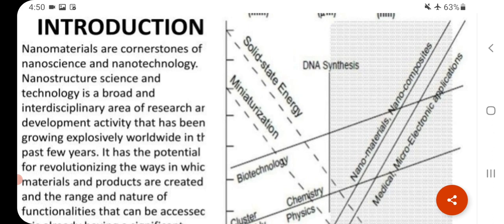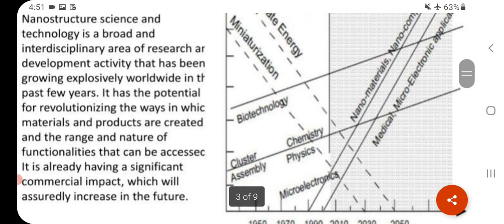Nanostructure science and technology is a broad and interdisciplinary area of research and development activity that has been growing explosively worldwide in the past few years. It has the potential for revolutionizing the ways in which materials and products are created, and the range and nature of functionalities that can be accessed. It is already having a significant commercial impact, which will assuredly increase in the future.